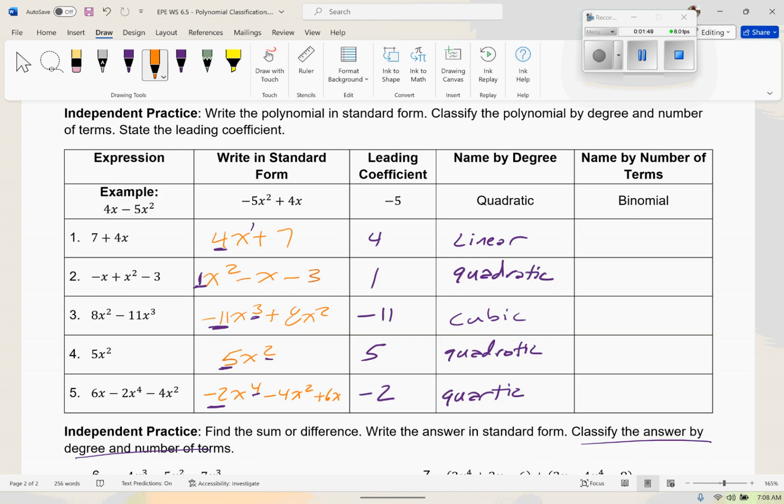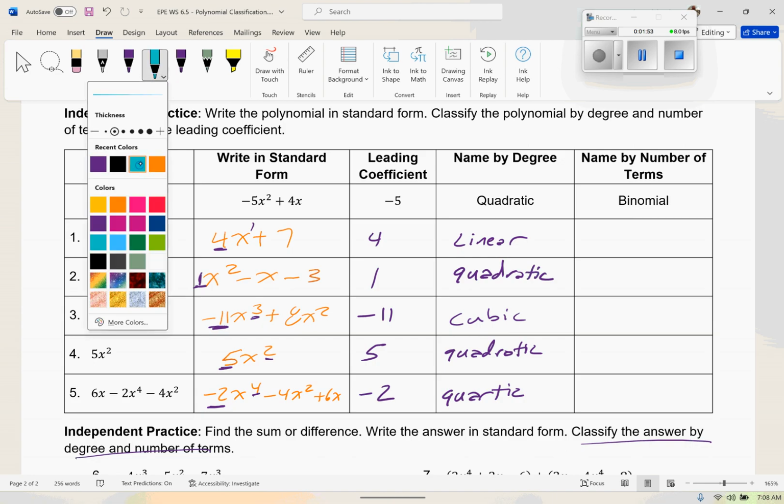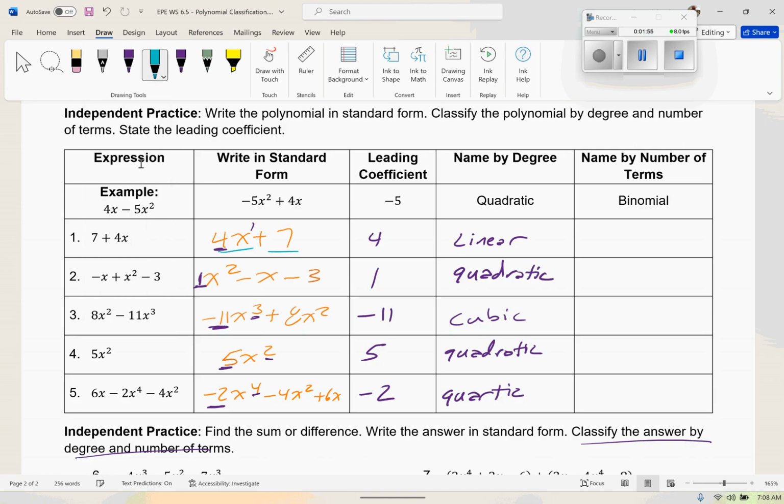Then we want to classify by the number of terms. So I happen to have in here, let's kind of change color. I have two terms, so this is called a binomial. This has three terms, so that's called a trinomial. This has two terms, so this is called a binomial. This has one term, so it's called a monomial. And this has 1, 2, 3 terms, so this is called a trinomial.